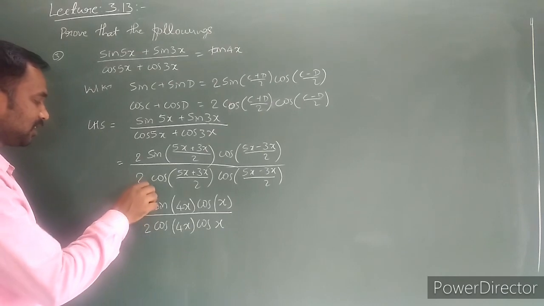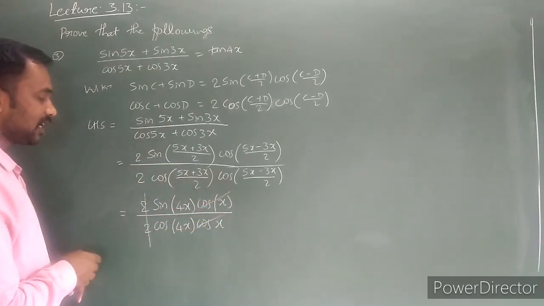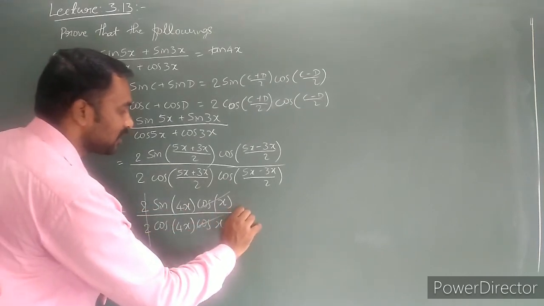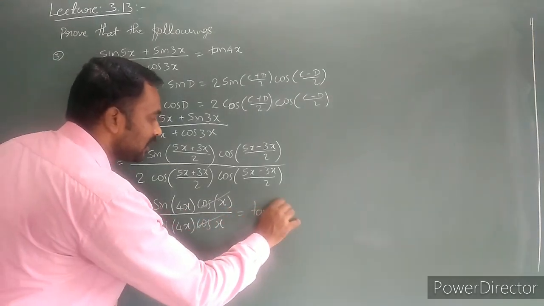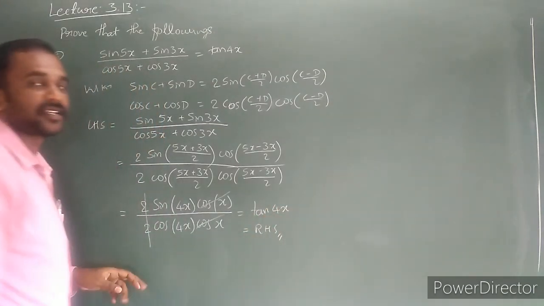So what will cancel? The 2 gets cancelled. Here cos x gets cancelled. Sin of 4x divided by cos of 4x. What is the answer? This will be tan of 4x. Hence the answer, that is RHS.